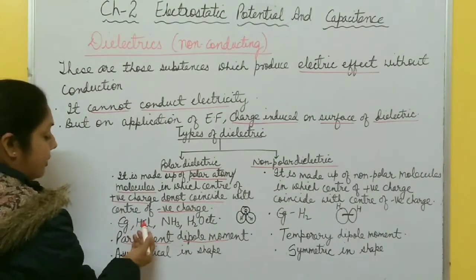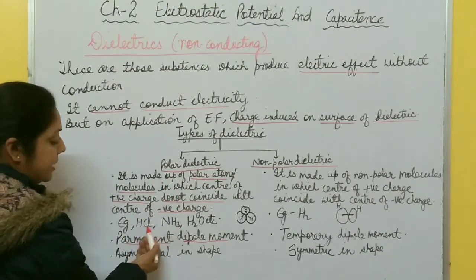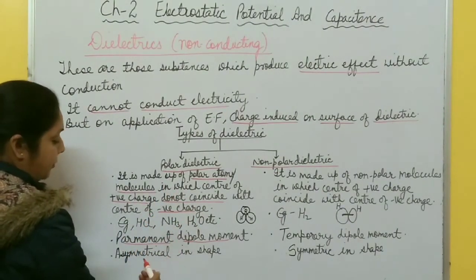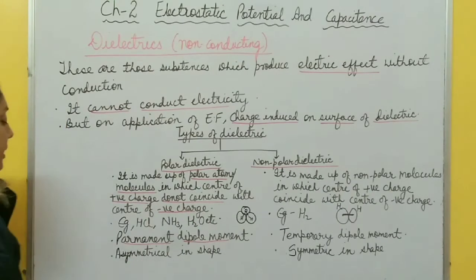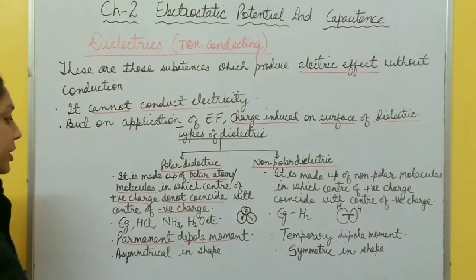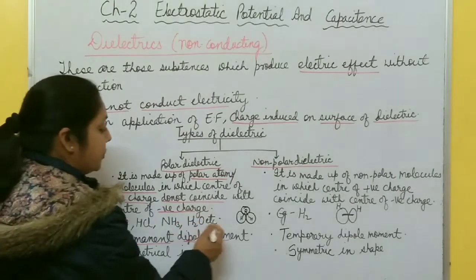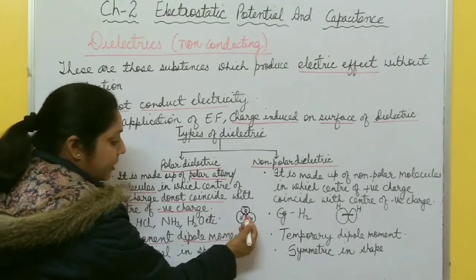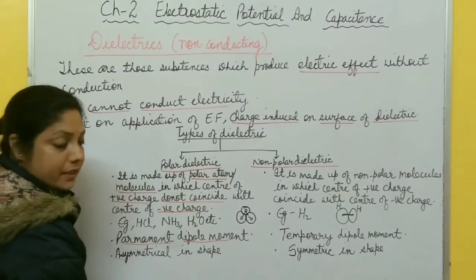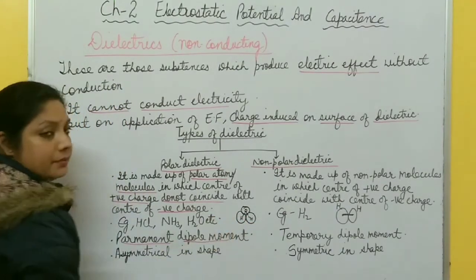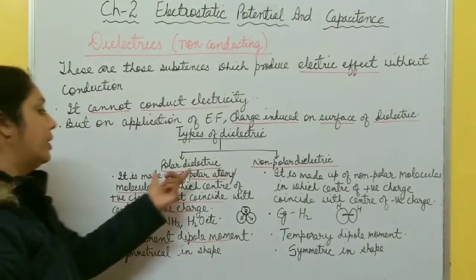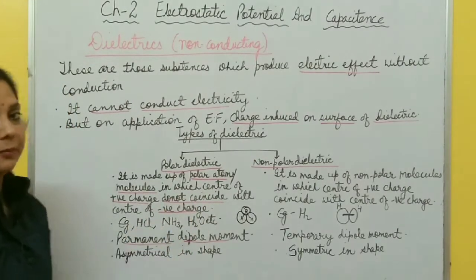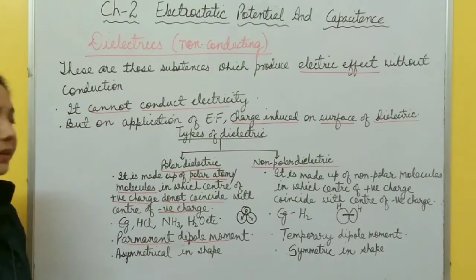An example of polar dielectric is HCl, NH3, H2O. They are asymmetrical in shape. For example, H2O: the size of O is different, the size of H is different, so their centers do not coincide, right? They are asymmetrical in shape. That's why polar dielectrics have a permanent dipole moment, because charges are separated.